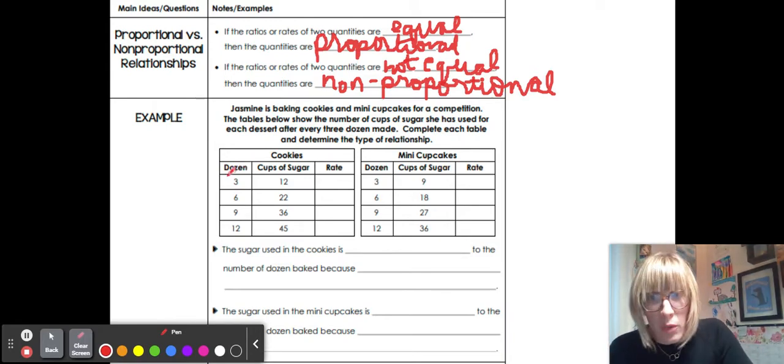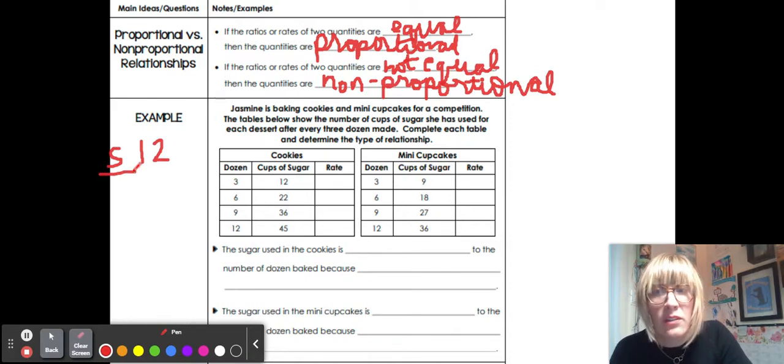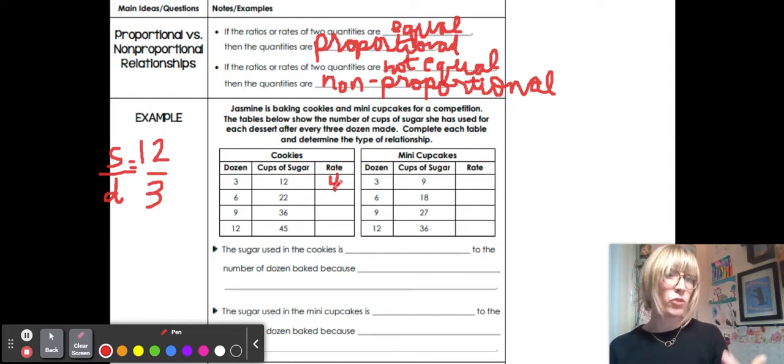So if Jasmine uses 12 cups of sugar for 3 dozen cookies, then essentially what we are doing is taking our amount of sugar, our S, and dividing it by how many dozen cookies there are. In the first example, we know that there's 12 cups of sugar in 3 dozen. All that really is, is a division problem: 12 divided by 3 gets us 4. So the rate is 4.